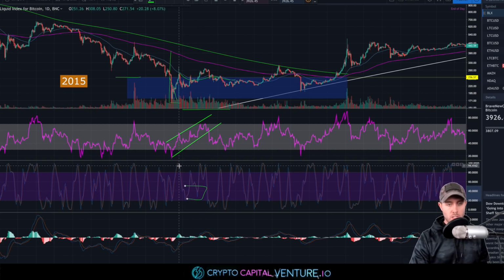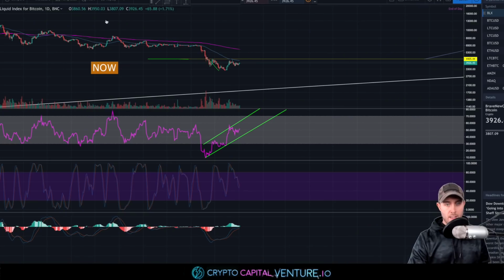So similarly, we've come back down right into the same type of area in terms of the stochastic RSI. And if you want to compare that to where we are now, we have exactly the same type of move in that same area, right? Right around the 40 line on the stochastic RSI.